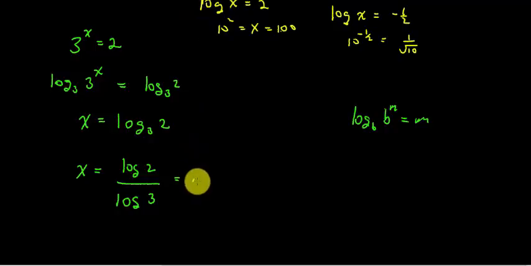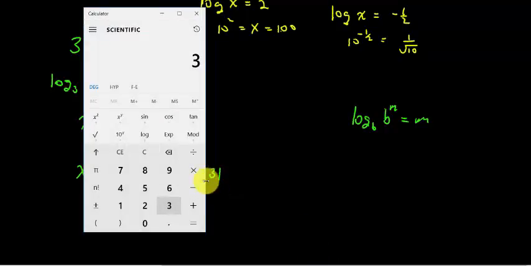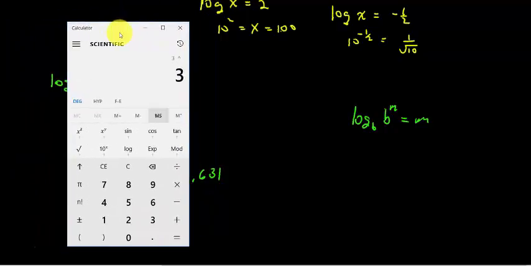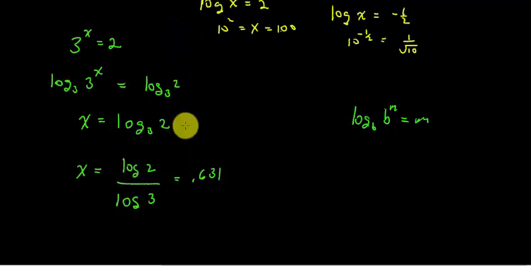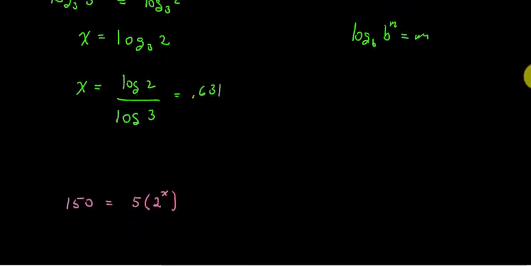So this is equal to 0.631. And of course we're rounding, so it's not exact, but if we were to take 3 to the power of 0.631, let's do that. 3 to the power of 0.631, and when we hit that, we come very, very close to 2, and that's just rounding error there. Okay, and so that's how we solve exponential equations. We use logarithms.